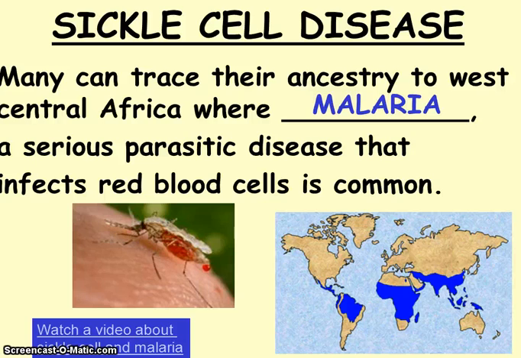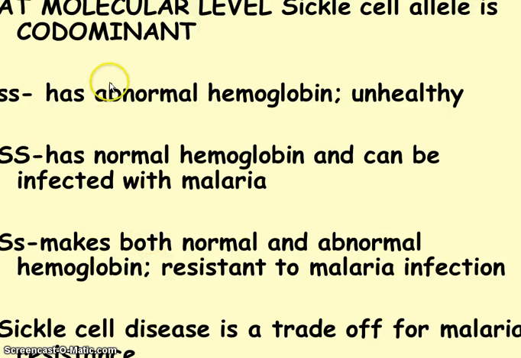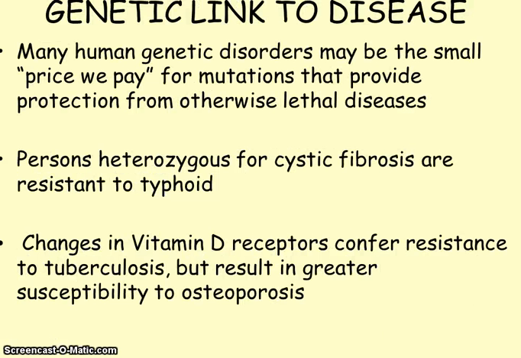fight malaria. So at the molecular level, this person is unhealthy, the recessive. Dominant, completely normal, and they will be infected with malaria. The heterozygous, they're resistant to malaria, but they might get a little sick from sickle cell. And so it's a trade-off of the disease. Excuse me. So, genetic linked disease. Many human genetic disorders may be the small price we pay. So it may give us something, basically, if it's not killing us, we keep going.